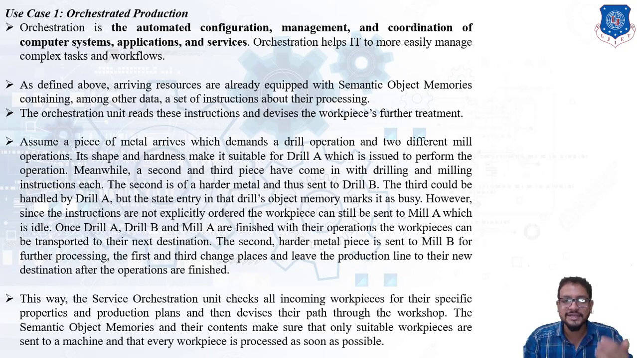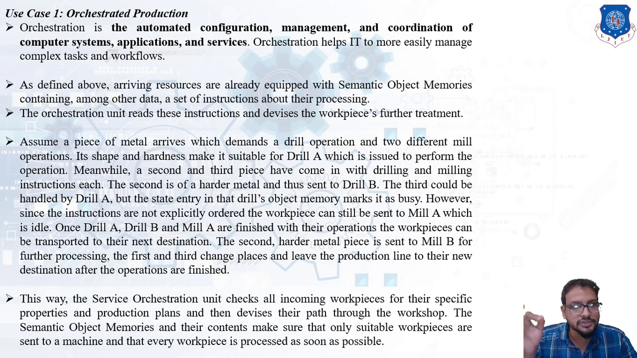Meanwhile, let's say that two more workpieces are coming, a second and a third workpiece, also in line for the same drilling and milling operations. Now let's say the second workpiece is of a harder metal compared to the first workpiece. So its hardness is definitely higher, which means drilling machine B is best. It will be sent to drilling machine B automatically.